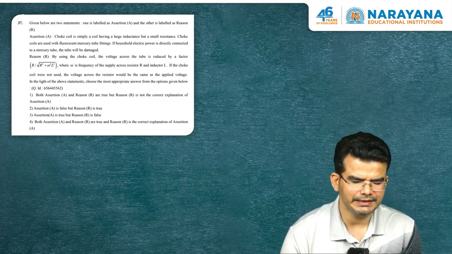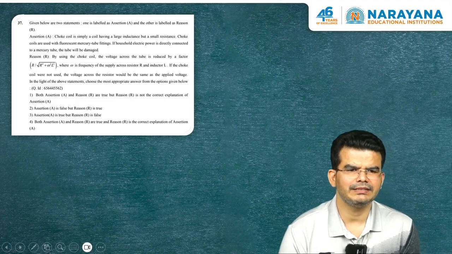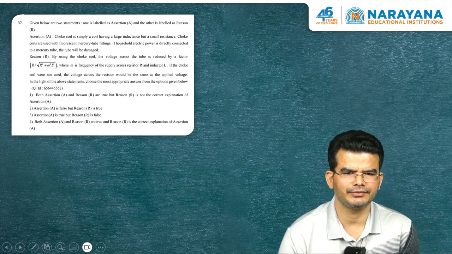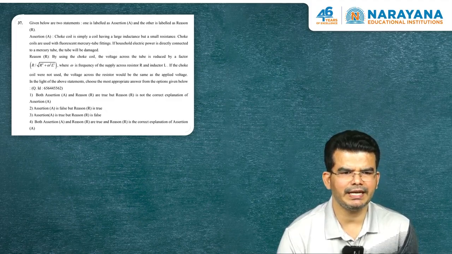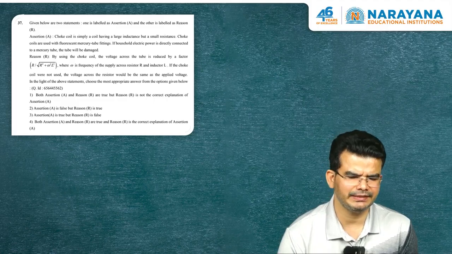So, it is from AC, again a very basic question. What is this? Choke coil is a simple coil having a large inductance but a small resistance. I think this line is correct. Choke coils are used with fluorescent mercury tube fittings. If household electric power is directly connected to a mercury tube, the bulb will be damaged. So, they are saying that if this mercury tube is connected without choke coil, then mercury tube will be damaged. I think this line is correct.